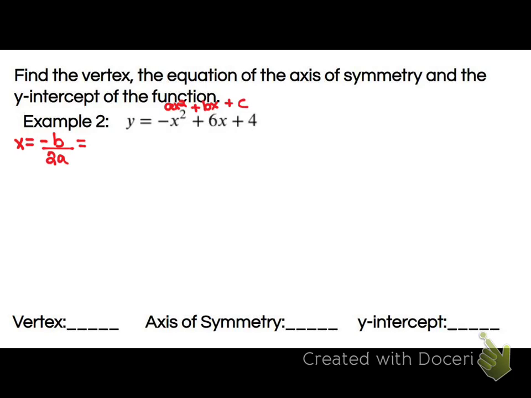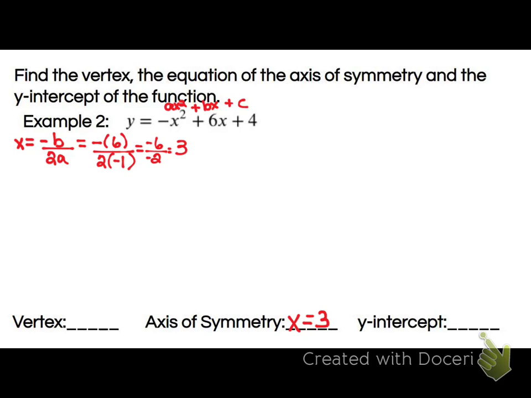So what do I substitute for b? 6 over 2. And then what do I substitute for a? No, not x. Negative 1. Because if there's not a number in front of the variable, we know there's a placeholder 1 in there. What's negative times 6? Negative 6. And then my bottom, 2 times negative 1? Negative 2. And then my last step, negative 6 divided by negative 2, which is 3. Good. So my axis of symmetry is x equals 3. Good.